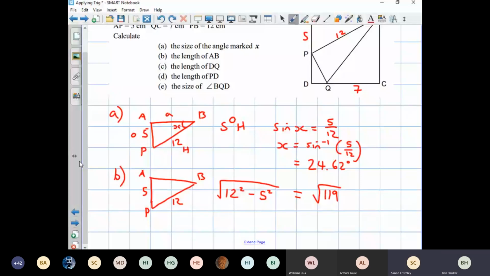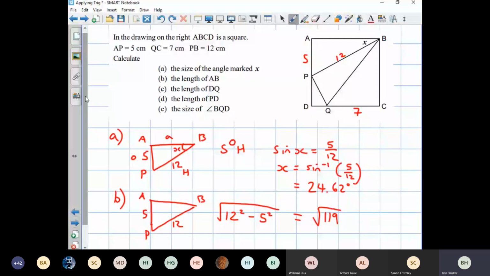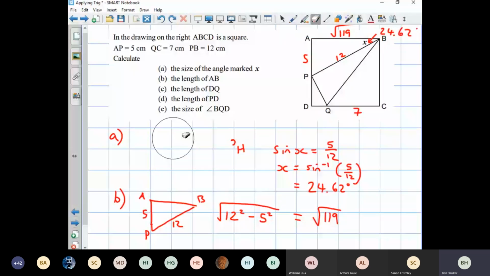Okay, and then going to have a look at the length. So what I think I'm going to do is rub out these bits. Let me just put them on the diagram just in case I need them. What was this? 24.62. Okay.